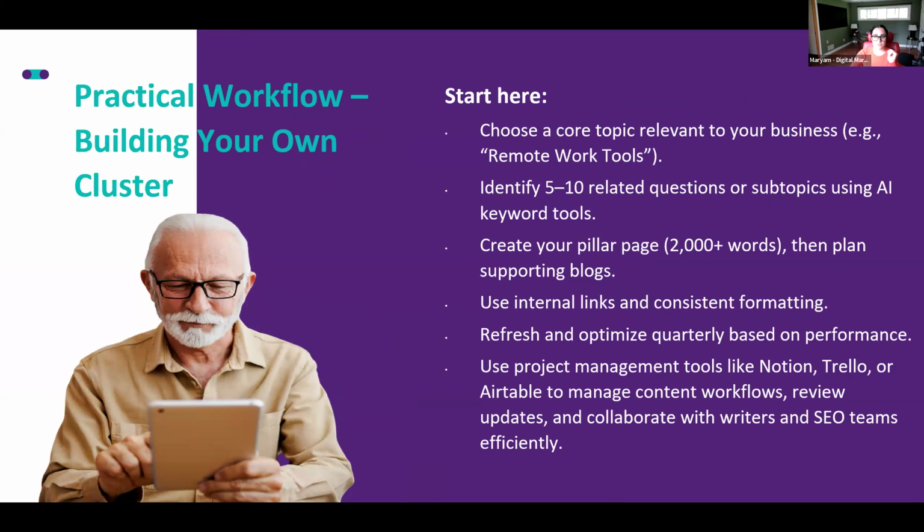Okay, where do we start? We start here. We choose a core topic relevant to my business. Remote work tools, that's my relevant business. Real estate in Connecticut, that's my relevant business. Or digital marketing experts. And then we want to identify 5 to 10 related questions or subtopics and use AI or keyword tools. So create your 5 related questions.